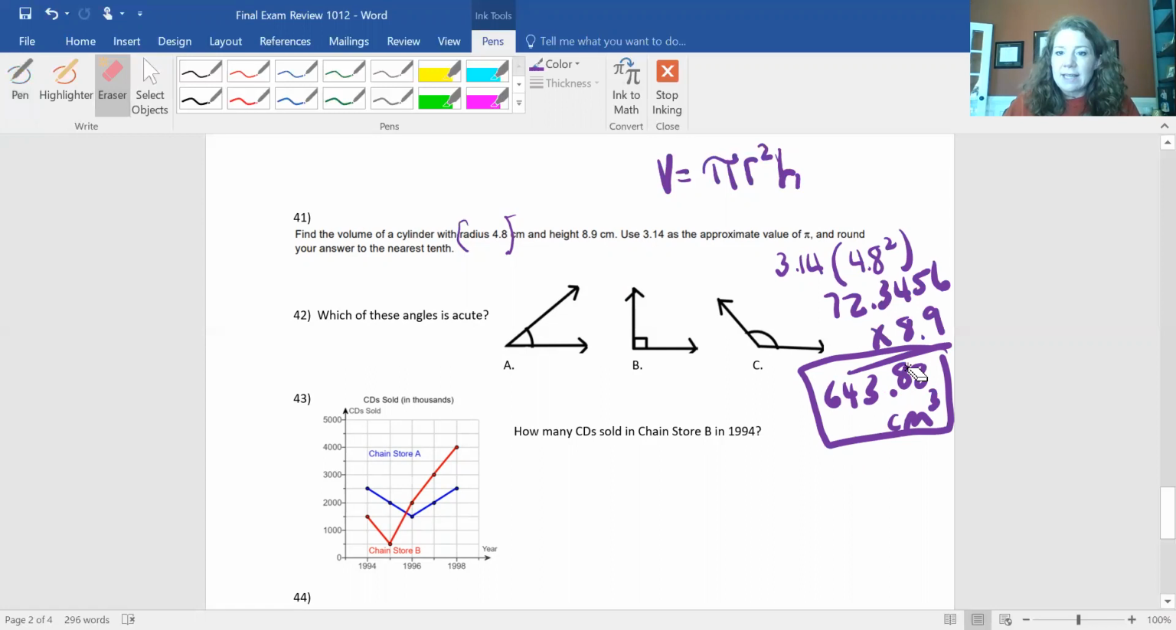Rounded to the nearest tenth. I need to read my own directions. 9. This thing hates 9s. Why does it always have to be a 9?